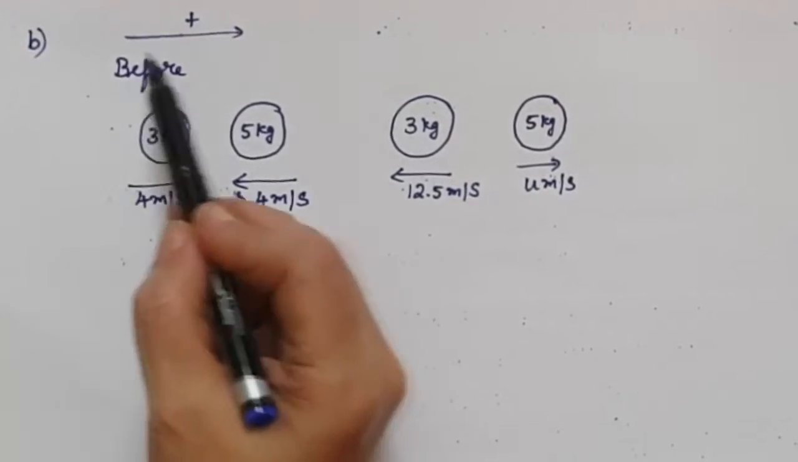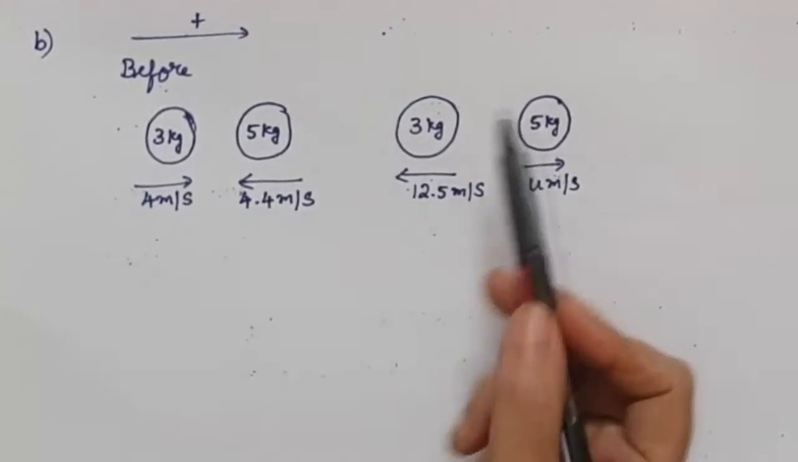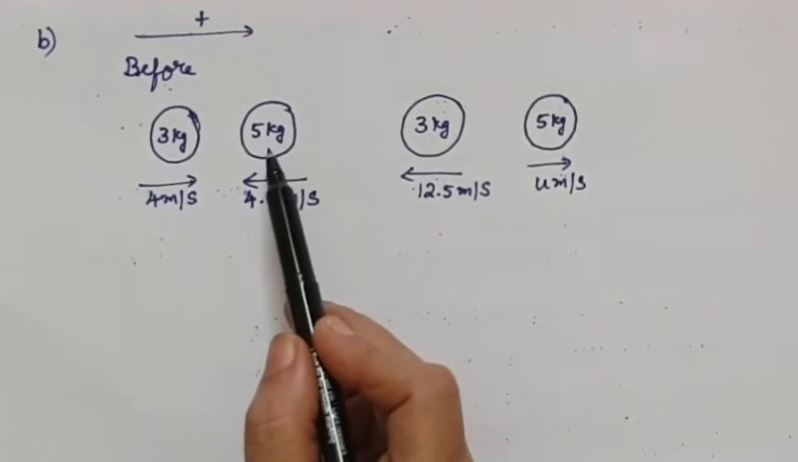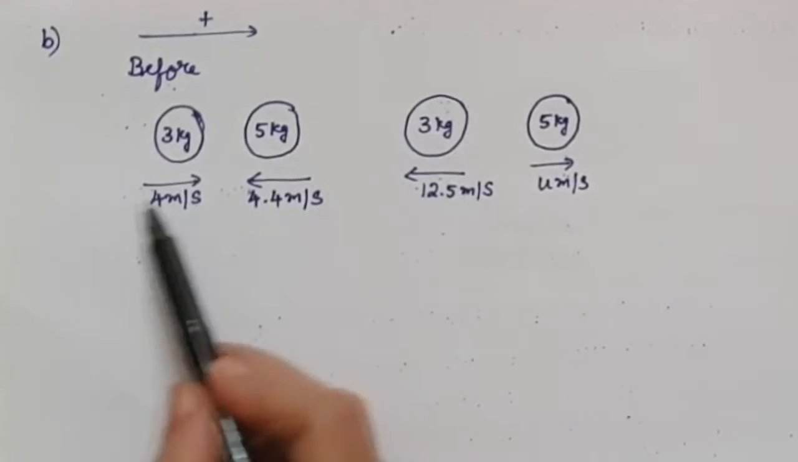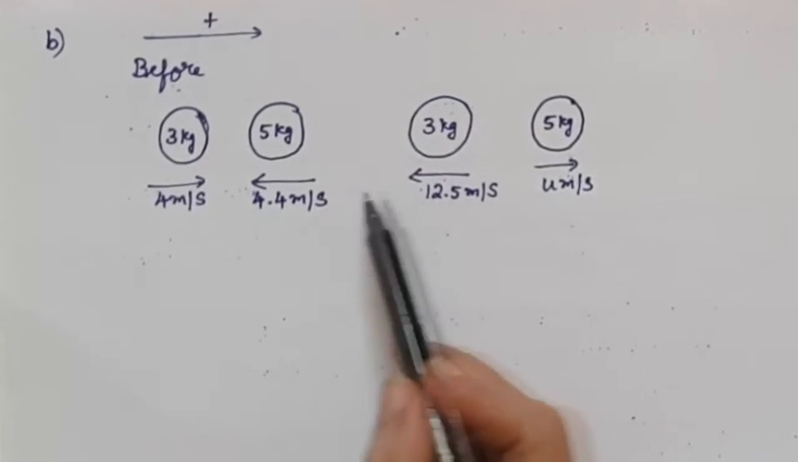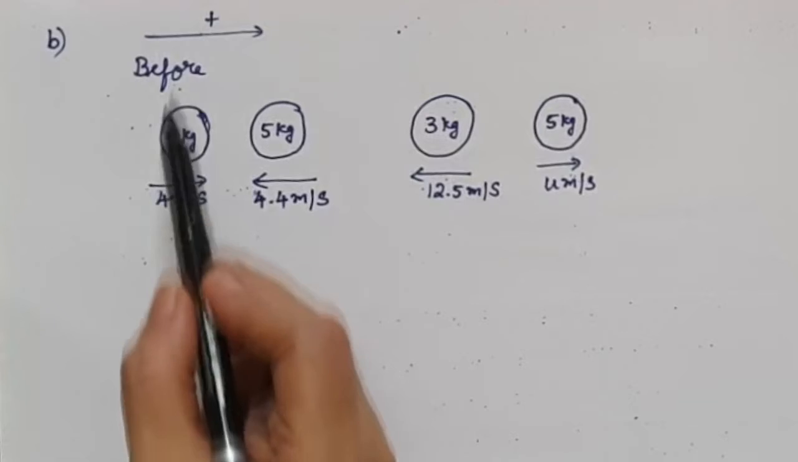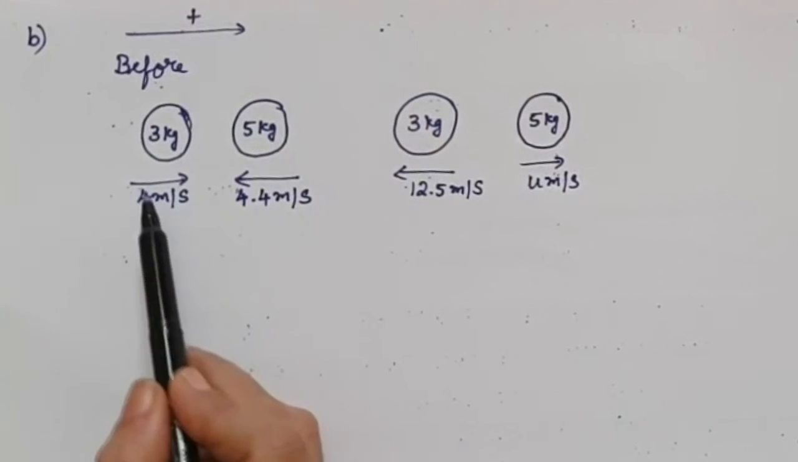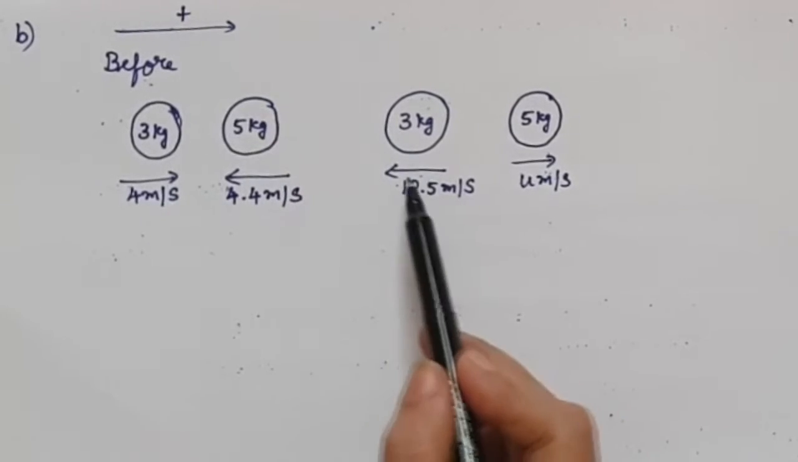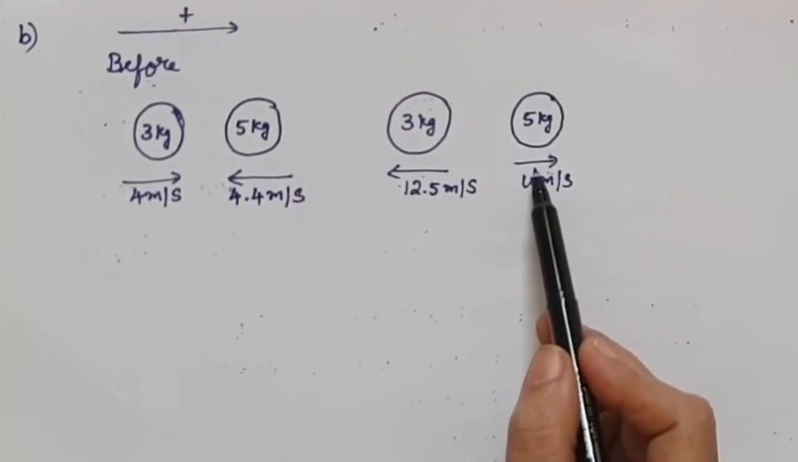The B part of the question, this direction is positive. Towards the right is positive. The first particle is of mass 3 kg. Then it is 5 kg. And they are colliding. They are moving in opposite directions. When they collide, again they go back in the opposite direction. This being the positive, this speed is positive, this is negative because it is against it, and here this is negative and this is positive.